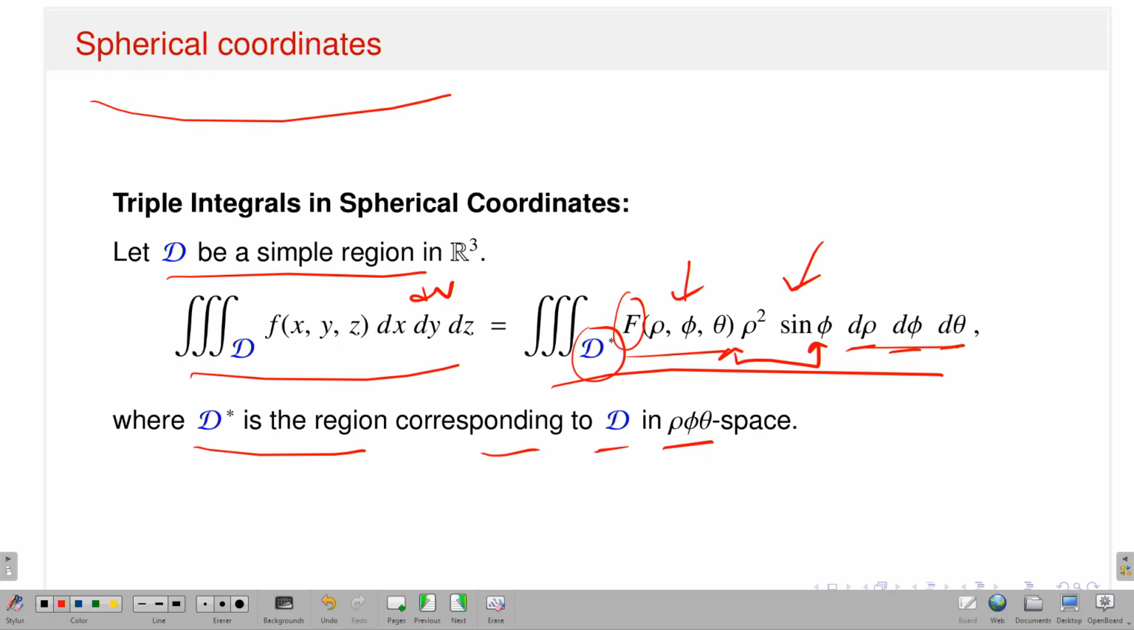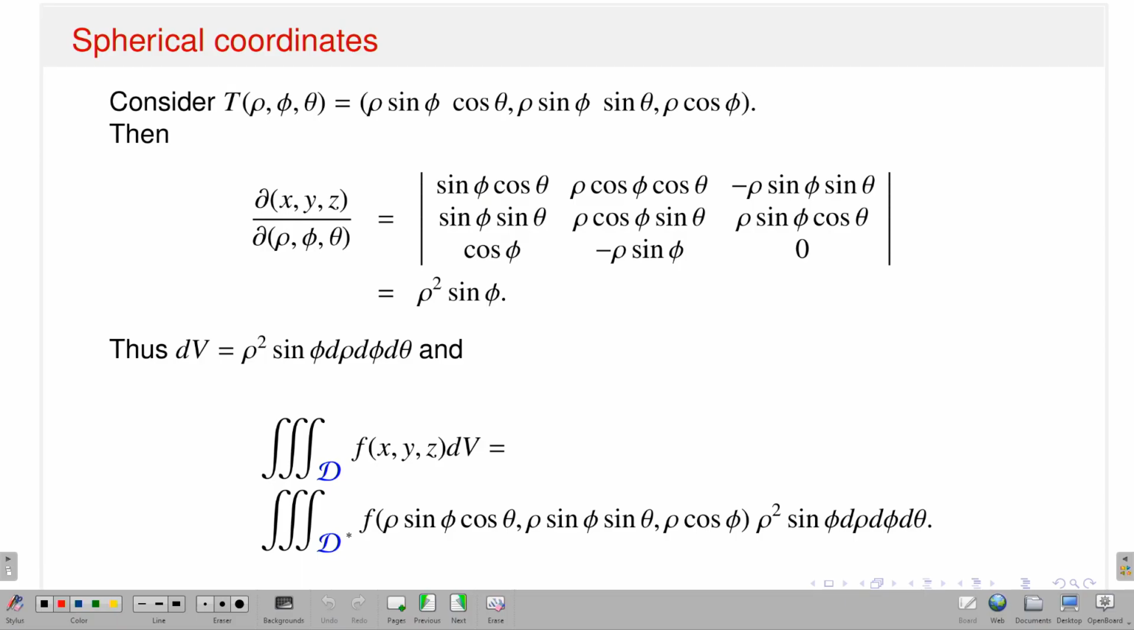But you will have an extra factor which is rho square times sin phi, and that comes from the Jacobian. Okay, let's see, if I calculate the Jacobian, it will be there. So, I have calculated. Okay, so this is the transformation: T of rho, phi, theta, which is nothing but rho sin phi cosine theta, rho sin phi sin theta, and rho cos phi.